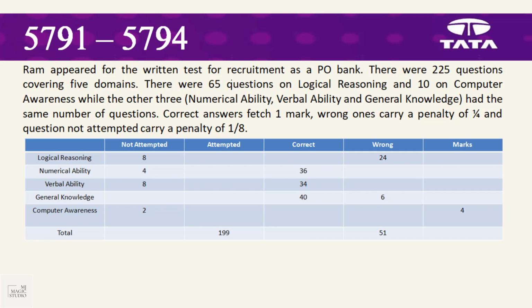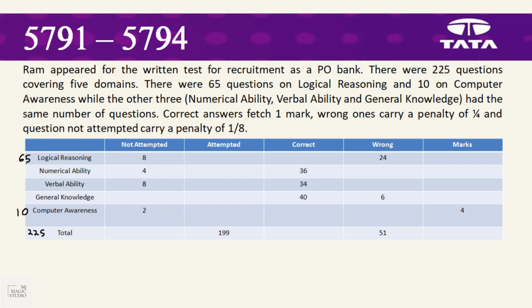Ram appeared for the written test for recruitment as a bank PO. There were 225 questions covering 5 domains. There were 65 questions on logical reasoning and 10 on computer awareness, while the other 3, numerical ability, verbal ability and general knowledge, had the same number of questions.